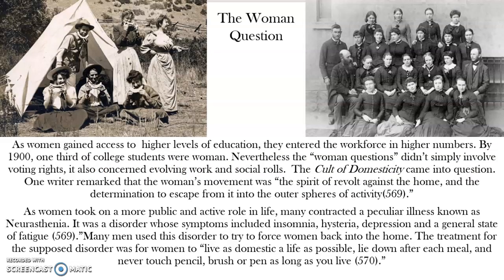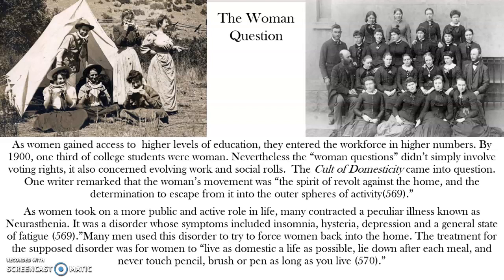Another area of corruption and of need for progressive advance is going to be regarding the question of the role of women. For years and years, up until this time, the cult of domesticity was understood and accepted. In other words, it meant that the sphere of the woman was the home. Her job was to take care of her family and to support her husband. Over time, the cult of domesticity comes into question. Women start to push for a more public and active role in life.